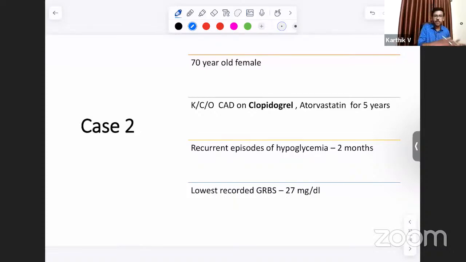We have gone all the way from the history, examination, biochemical examination, the fast test, how we interpret that, the normal values, the abnormal values, and finally to the imaging and management. Now we are looking at one more distinct case of hypoglycemia. The patient is a 70-year-old female, an elderly female, a known case of coronary artery disease on clopidogrel and atorvastatin for 5 years. Now she is developing recurrent episodes of hypoglycemia for 2 months.